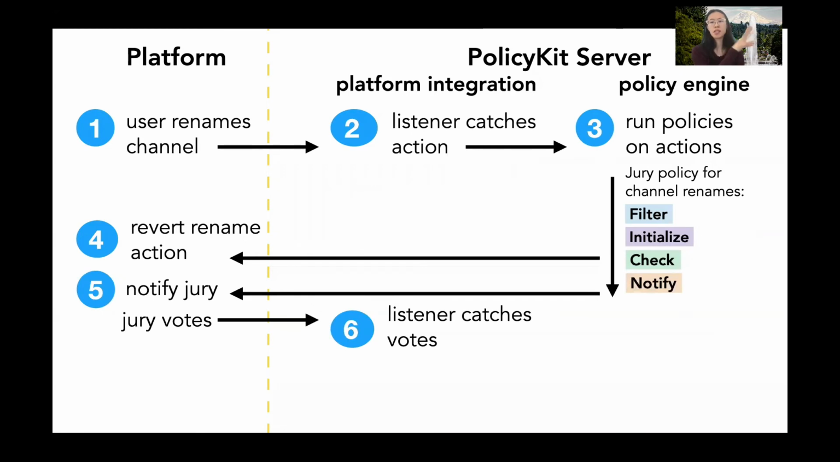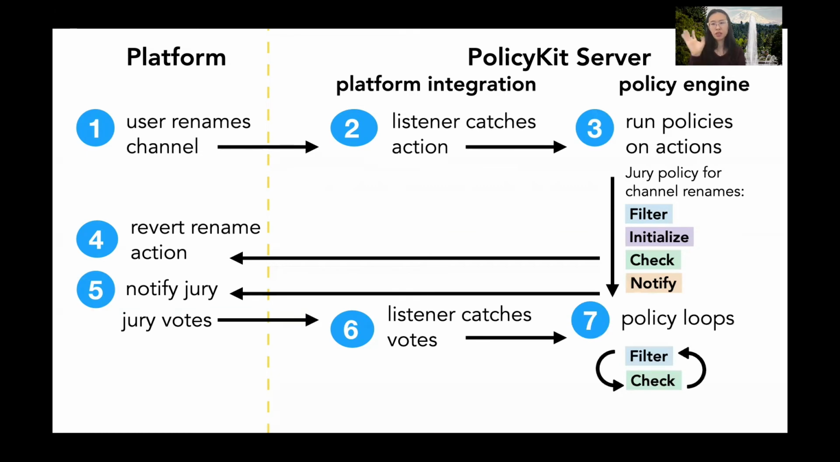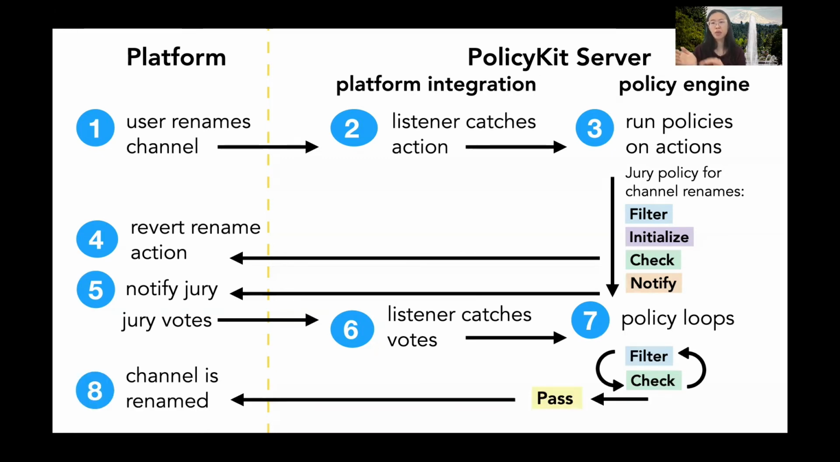So we've designed it such that you don't actually have to carry out governance on our server, but you can do everything from within your platform of choice. So maybe the jury's deliberating, they're voting, we're listening and catching those votes. Meanwhile, this policy engine is still looping. And at some point, this check function either passes or fails. Say it passes. Then we take our platform integration and we go ahead and rename that channel on Slack.